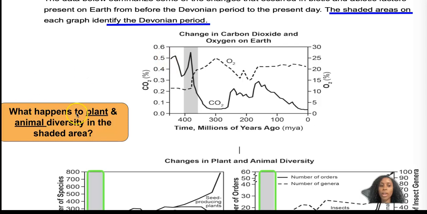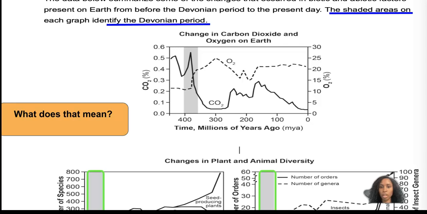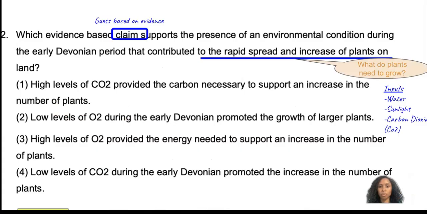Next, let's think about what happens to plant and animal diversity in these shaded areas. So I can clearly see it starts at 0 and then it's increasing here. This is for our plants. Then I'm going to take a look at the animal, and I can also see that there is an increase over here. So all in all, what does this mean? As CO2 is increasing, what is happening to plant and animal diversity? That is also increasing. So let's go back to the question.